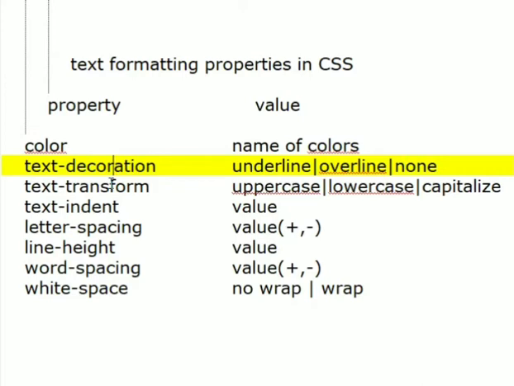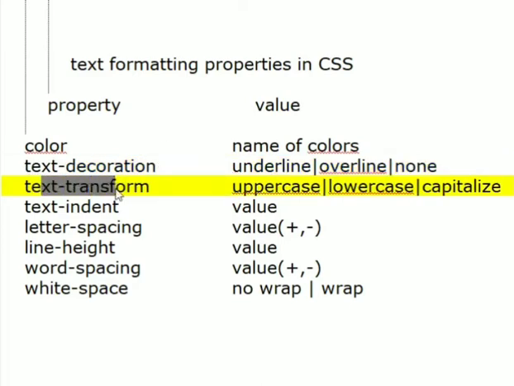Next one is text decoration. Text decoration uses three values: underline, overline and none. If you want to apply an underline for the selected element or text, you can write the underline value. Overline means the line will be displayed above the text. None is used to remove the underline and overlines, or if you don't want to apply any decoration. This is the default one.